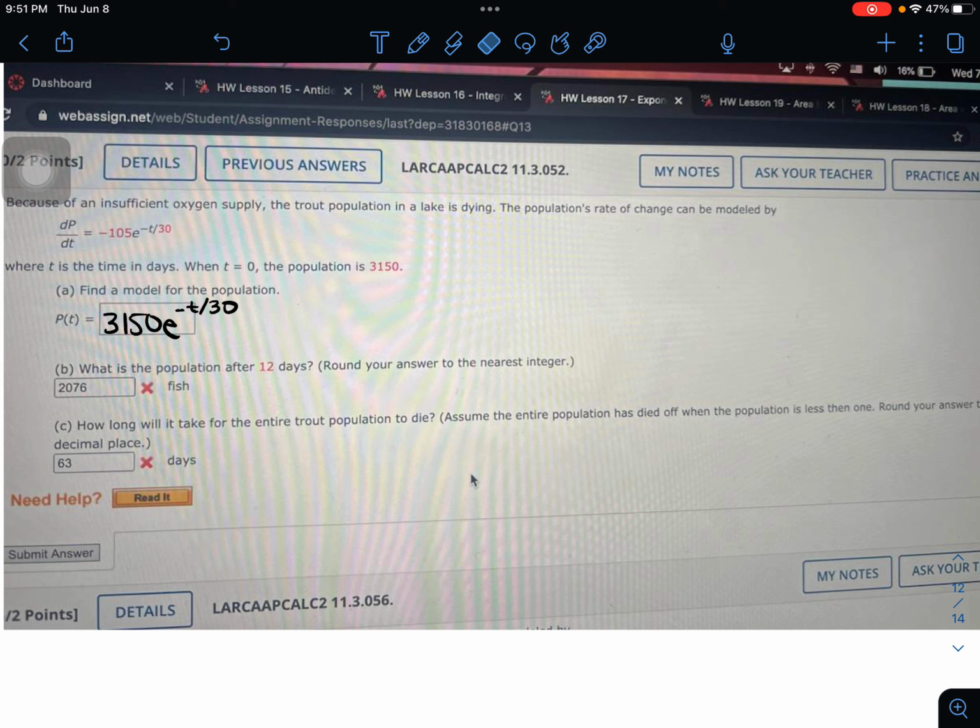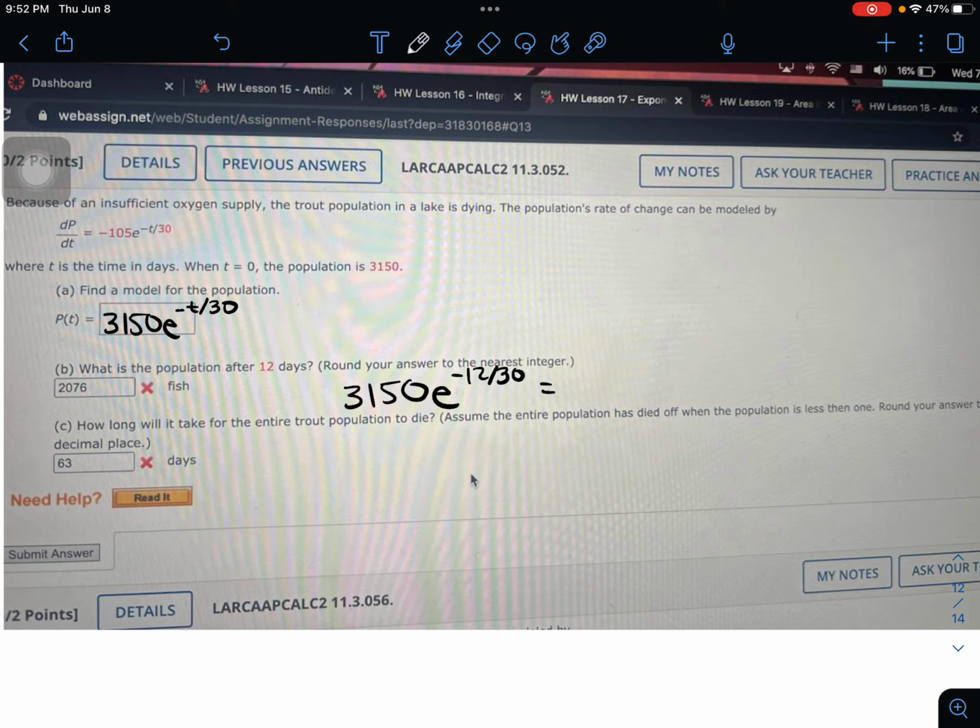B, right down here, says, what's the population after 12 days? Well, I can use the population model that I just developed. All I do is put a 12 into the t. So I'm going to go 3,150 e, and I'm going to put a 12 into the t, so it's negative 12 divided by 30. I'm going to put that in my calculator and see what I get. And it should be my answer.